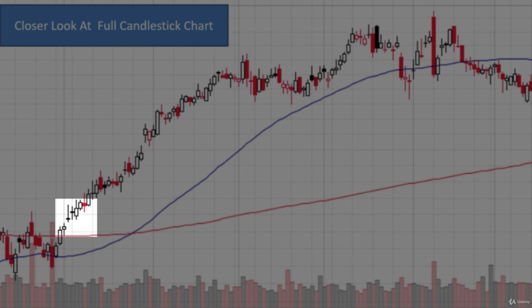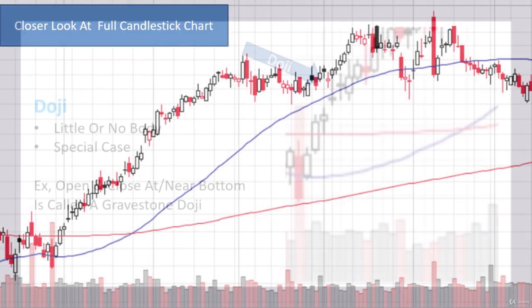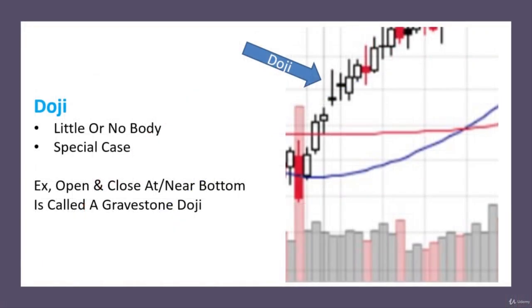You might see a candlestick that has a very long top, but not much difference between open and close, so it has a very small body, almost like a line across. That's actually called a doji, and there are things we trade around it. It's a candlestick with little or no body, and it's a special case, where the open and close occur at or near the bottom. If it happens near the bottom, it's a gravestone doji. This is an example of a gravestone doji, occurring more towards the bottom. It would be a different name if the same thing happened at the top, with open and close near the top.